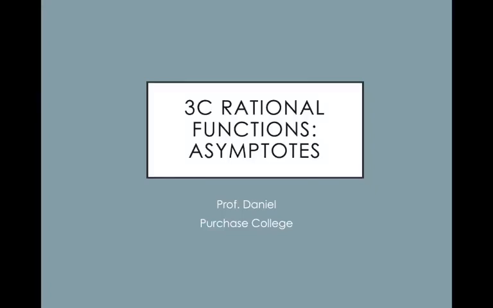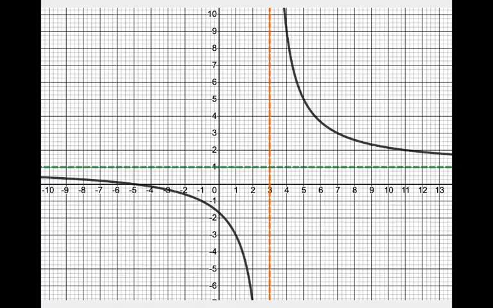All right, second video on rational functions is finding equations of vertical and horizontal asymptotes. So here's a function we looked at last time. This was f of x equals x plus 5 over x minus 3. And we saw that there was that vertical asymptote at x equals 3 and the horizontal asymptote at y equals 1.